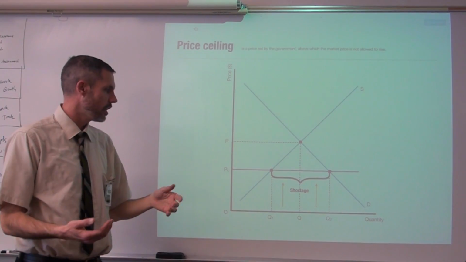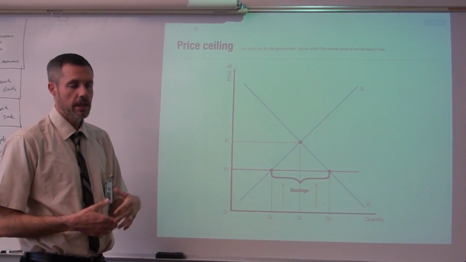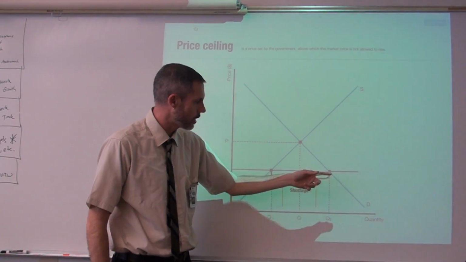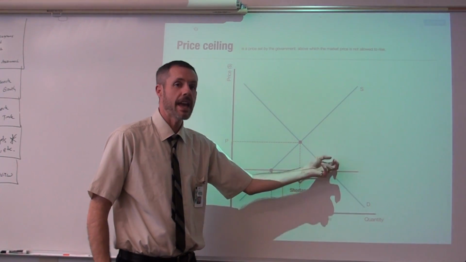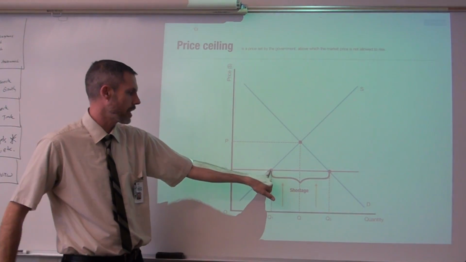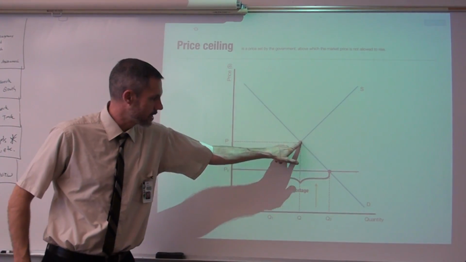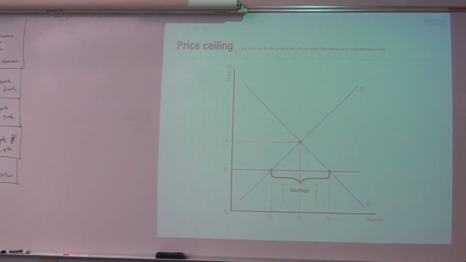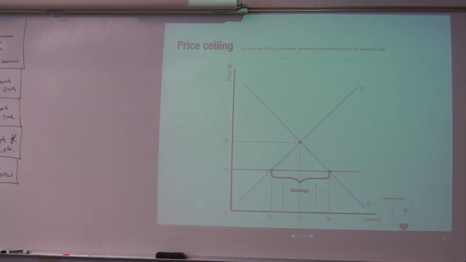Classic example of a price ceiling is rent control. In rent control, you create a situation whereby a whole lot of people demand apartments, demand housing. They can't get it because prices can't rise to meet, in this case, quantity demanded. Price ceiling is one type of price control. Price floor is going to be another.